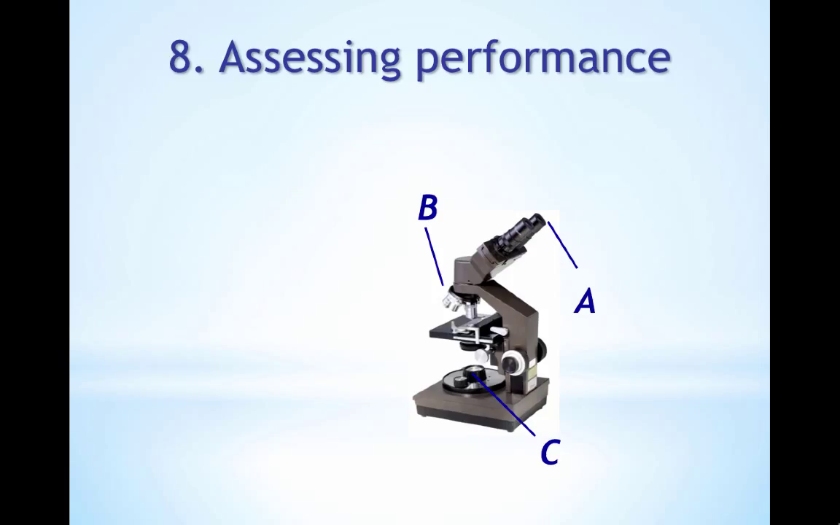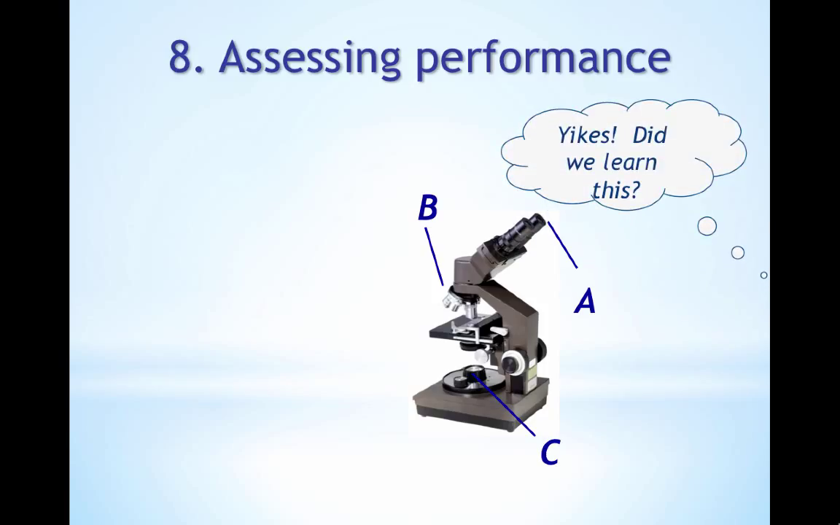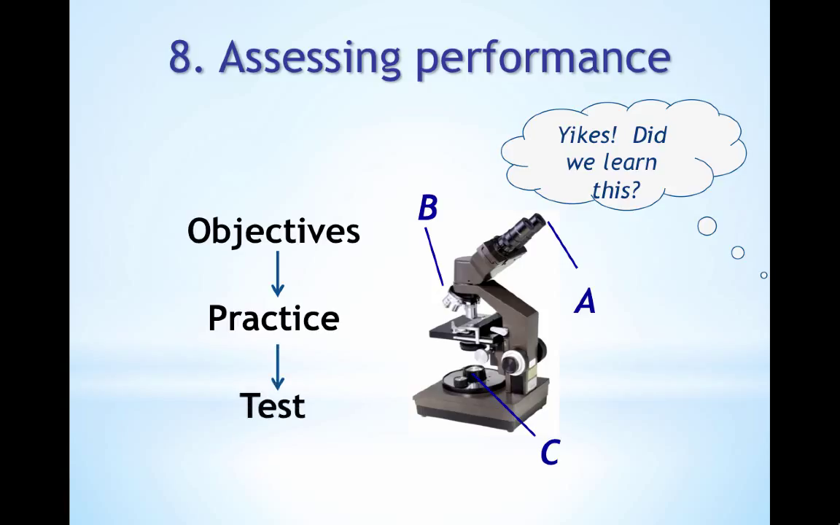Assessing performance is the next step in Gagne's 9 events. This could also be evaluation or testing. A lot of times, though, students find that the assessment doesn't match the objectives that they had or the practice that they had. We always need to match the objectives, practice, and the test.